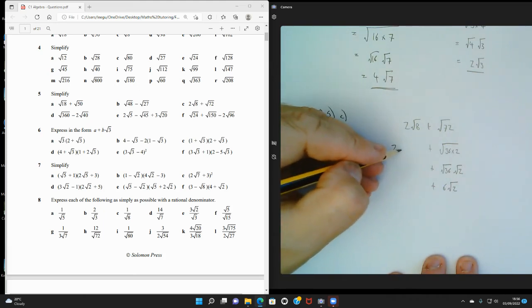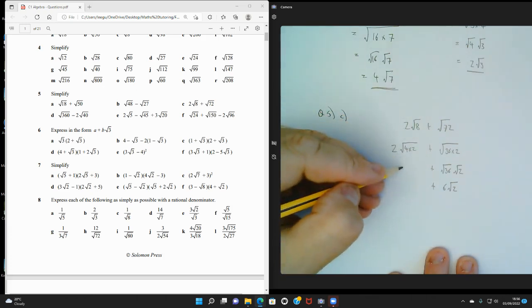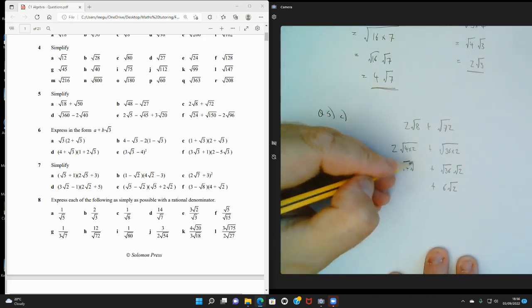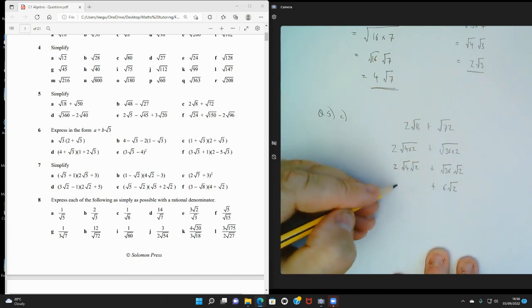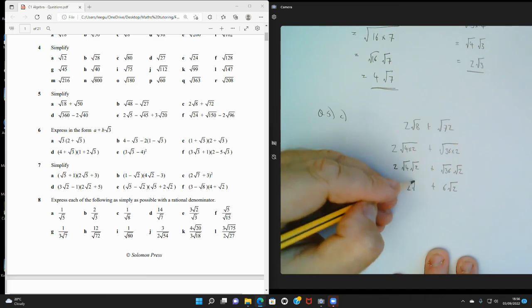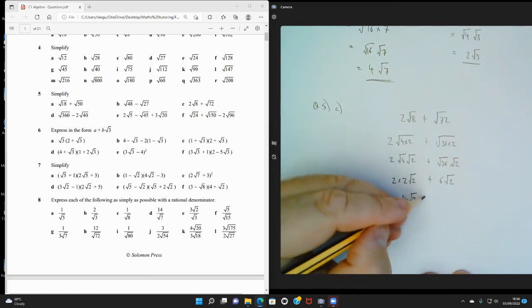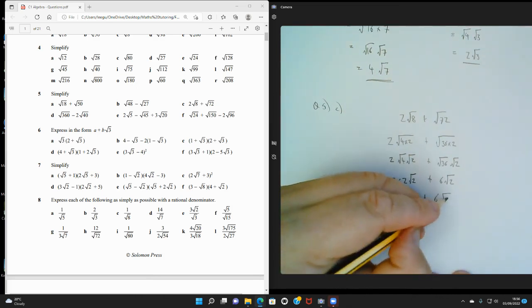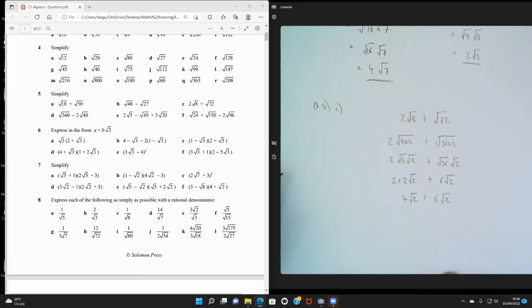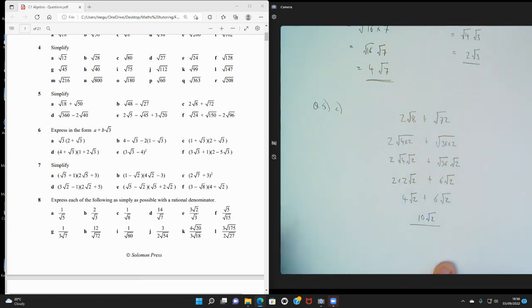2 root 8, now I'm going to think of root 8 as root 4 times 2, which in turn is root 4 root 2, times 2. And then root 4 is 2, so that is 2 times root 2. And 2 times 2 is 4, so that is 4 root 2 plus 6 root 2. So the whole thing there for question 5C comes to 10 root 2. So my answer is 10 root 2.